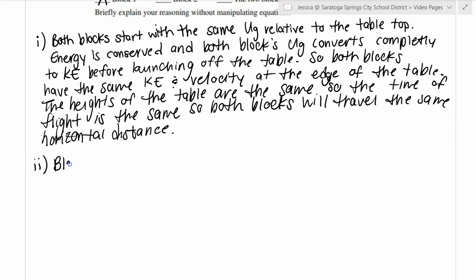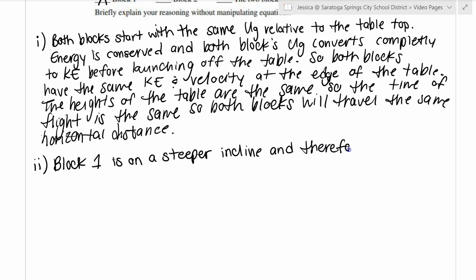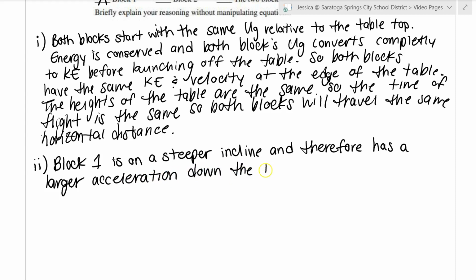So we can say block 1 is on a steeper incline. Okay, but we can't stop there. We have to explain what is the effect of that steeper incline. So, and therefore has a larger acceleration down the incline. Okay. So now we have to talk about the effect of that.